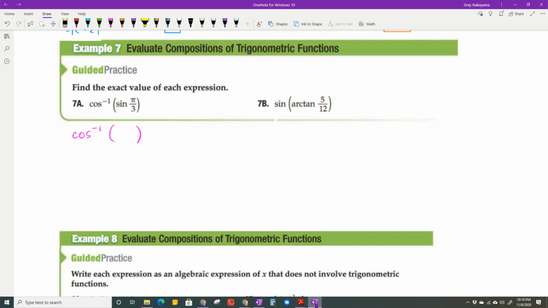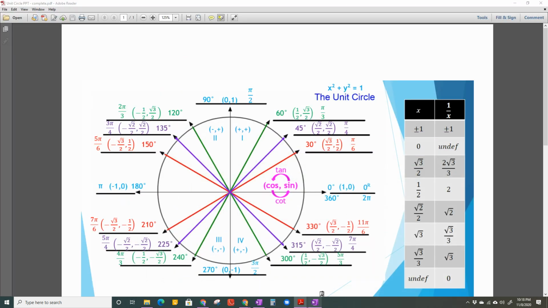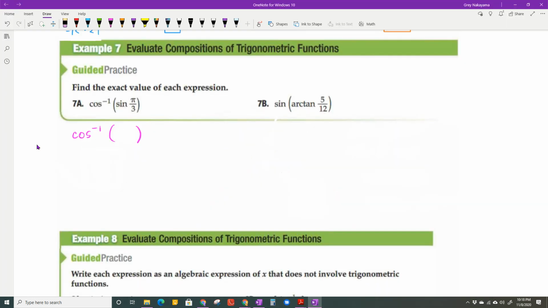So I'm looking at my unit circle. Sine of pi over 3 is right here, and the sine is the square root of 3 over 2. So I'm going to go back here and fill in square root of 3 over 2. And now this says, what angle has a cosine of the square root of 3 over 2?